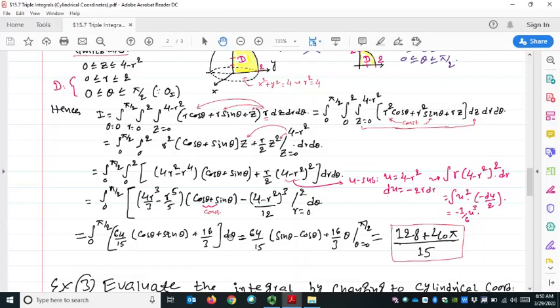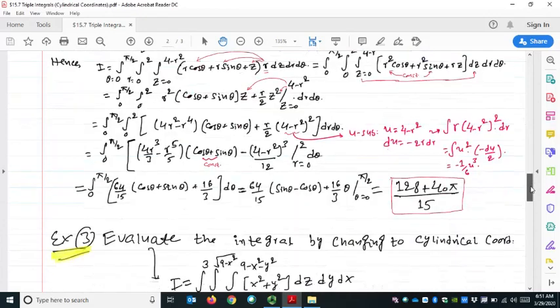Then this integral, the last integral, let's integrate with respect to theta. So 64 over 15 is a constant, pull it out. Cosine theta becomes sine theta, and sine theta becomes negative cosine theta, plus 16 over 3 times theta, with theta from 0 to pi over 2. Put theta equal to pi over 2 as the upper limit and subtract the value at theta equal to 0. This gives us the final answer, 128 plus 40 pi over 15. Great.